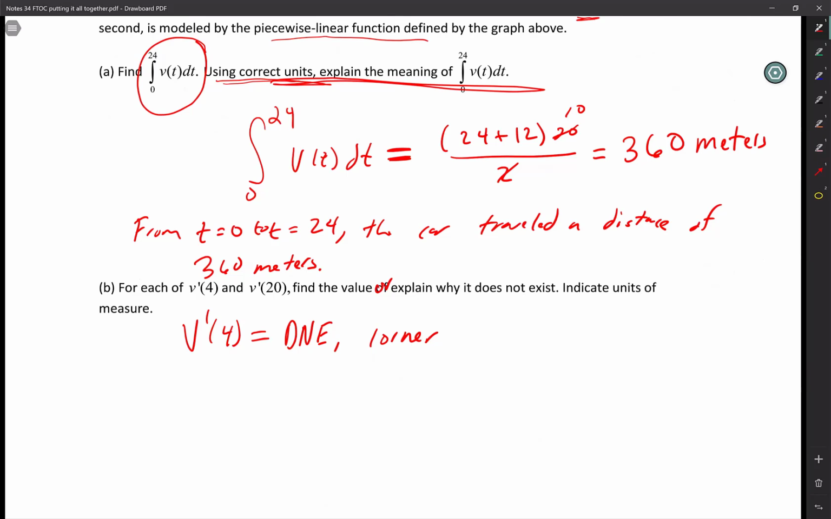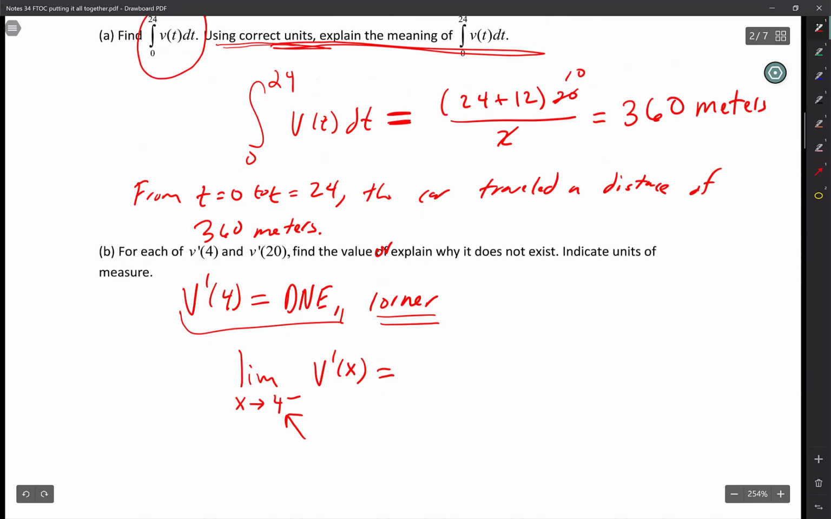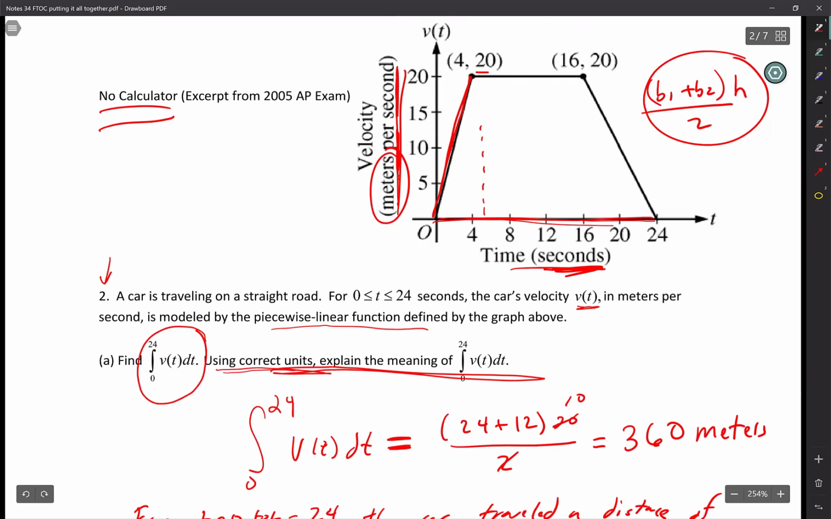That will not fly. We let it fly last year. Last year was probably the only time that was excusable. College Board and ETS have screamed at us and told us that we need to have clear communication when we are doing math. Even though you are communicating that it does not exist because there's a corner, you got to tell me with math. So how would you tell me with math? Hey, relax. Look, guys, it's really simple. You just do this. Limit. Oh my God, there's limits again. As x approaches 4 from the left-hand side of v prime of x equals, actually, don't put the number 4 in there. Put an x in there. We know we're approaching 4. Well, if I approach 4 from the left-hand side, what is this slope? What is 20 divided by 4?